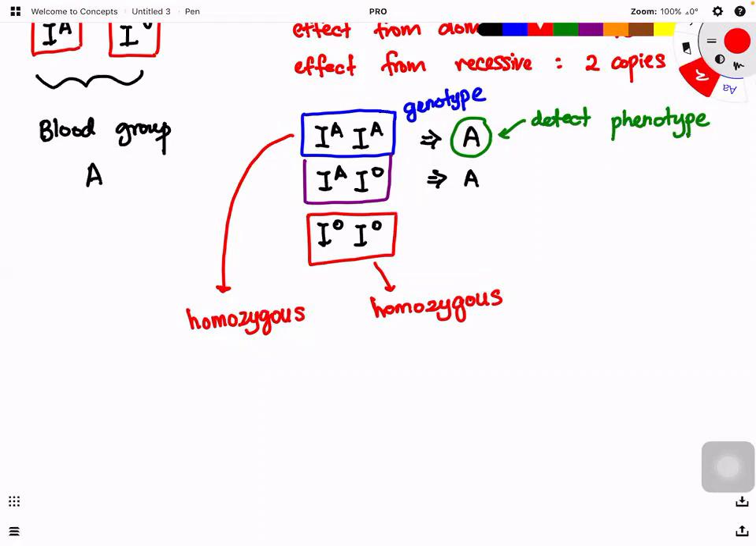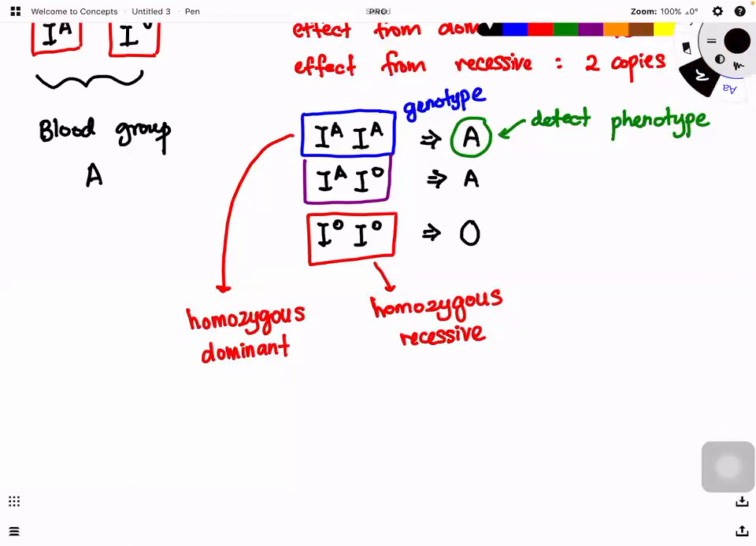But with homozygous, we can be a bit confused here because both of them can be the dominant allele, so it becomes homozygous dominant for the IA, but for IO, we call it homozygous recessive. In this case, no hindrance, no blockage, it cannot be masked by the dominant allele. That's why blood group O. Can you see that? Blood group O for IO.